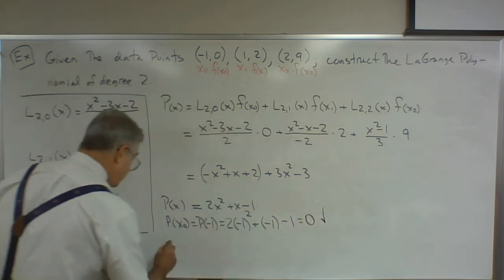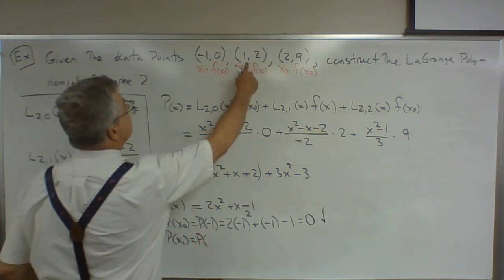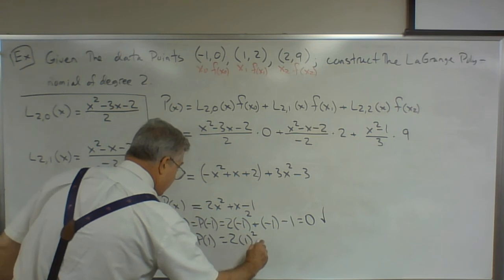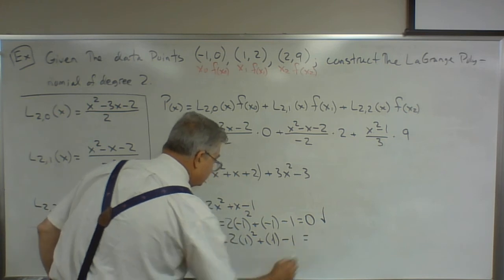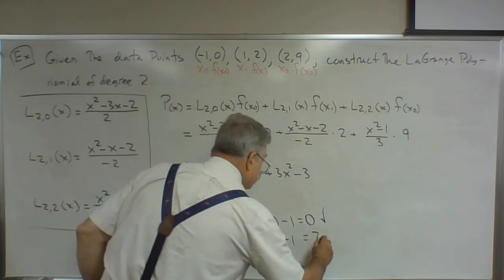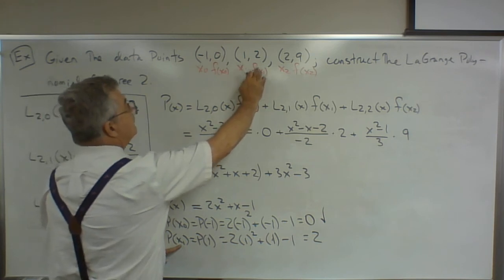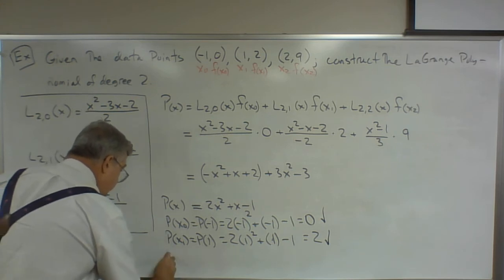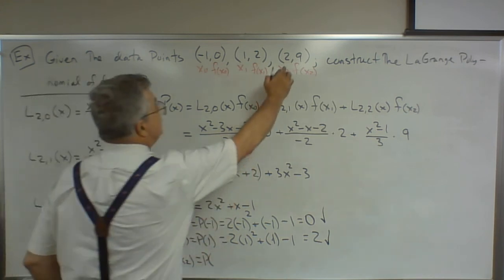Check there. P of x1, so that's P of 1, so that's 2 times 1 squared plus 1 minus 1 equals 2 plus 1 is 3 minus 1 is 2. So P of x1 is 2, and that's exactly what f of x1 is, okay? And P of x2. x2 is 2.